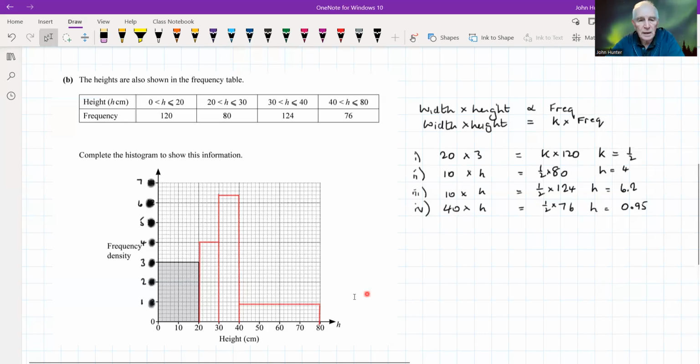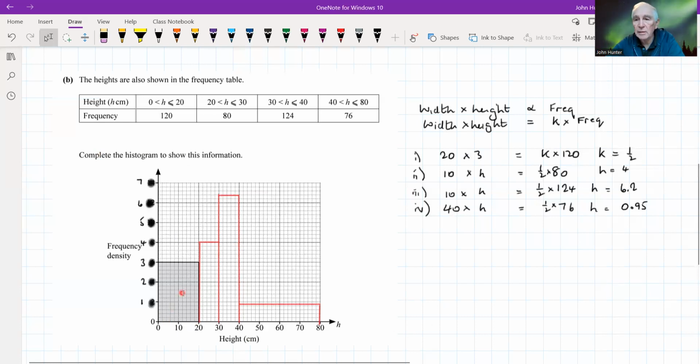Okay, so I think if we were to actually examine these areas here, we would see that this area here is, in comparison to the total area underneath our frequency polygon, it would be 120 400ths. This one would be 80 400ths. This would be 124 400ths, and this 76 400ths. Okay, so that really completes that histogram.